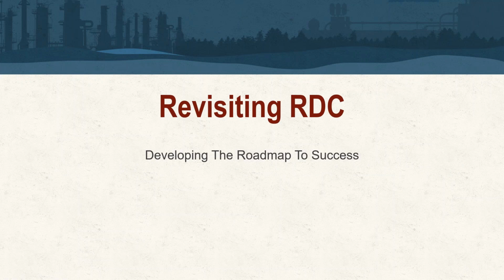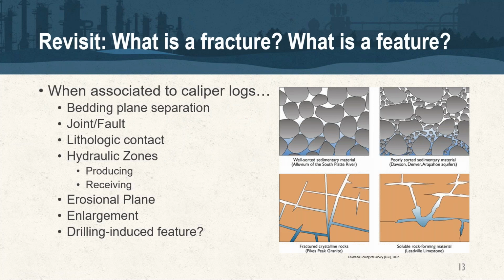So a quick revisit to the RDC. Again, this is our roadmap. This is our approach. I'm going to start with revisiting what is a fracture, what is a feature. There are different types of fractures and features in any drilled borehole that we're going to run into. They could be naturally occurring. They could be man-made, from the drilling process. All these features are important to us.